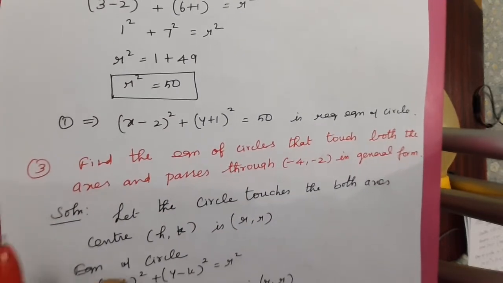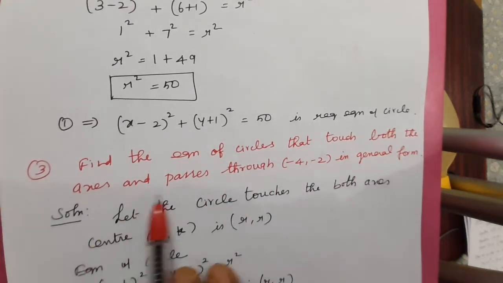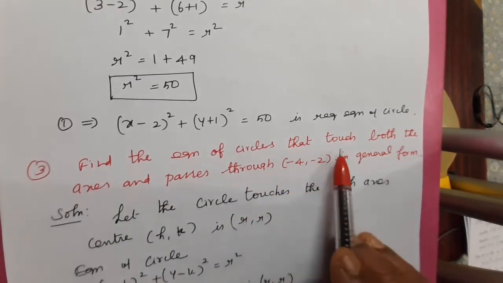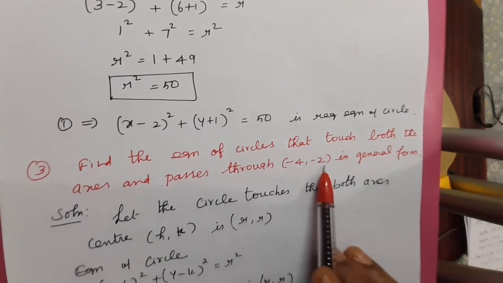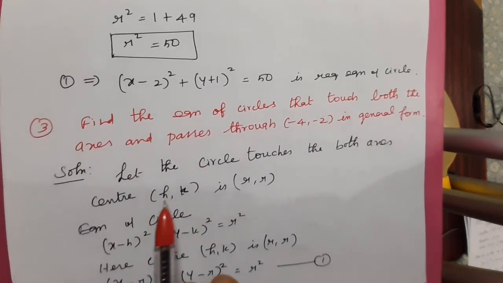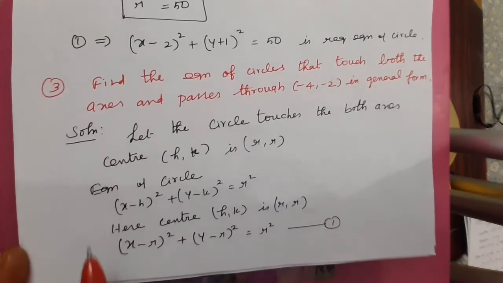Second and third question: find the equation of the circle that touches both the axes, the x-axis as well as the y-axis, and passes through the point (−4, −2), in general form. Let the circle touch both the axes, which means h, k is r, r. If the circle touches both the x-axis and the y-axis, what is the equation of the circle?